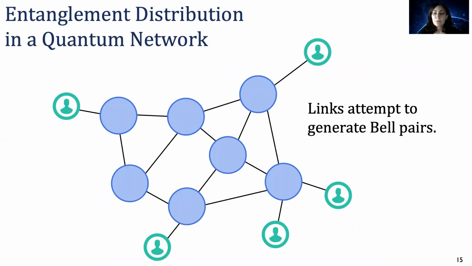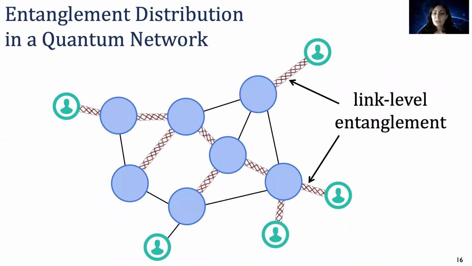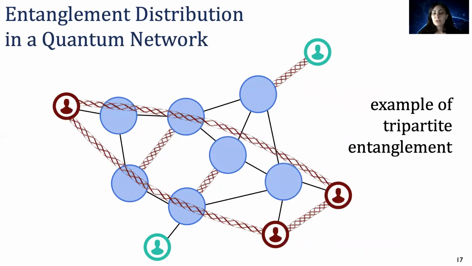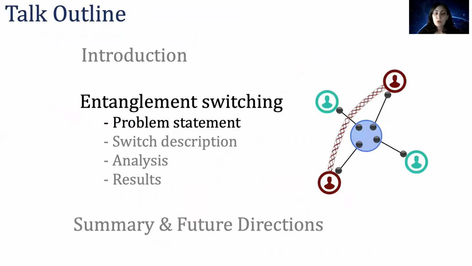To answer these questions, consider how such a network may operate. The first step will be for the links to attempt Bell pair generation. Naturally, not all the links will succeed, but if enough of them do, the quantum switches will perform the necessary swapping operations to generate an end-to-end entanglement. In this example, the result is a tripartite GHZ state. This is the basic idea behind entanglement switching, which brings us to our problem.